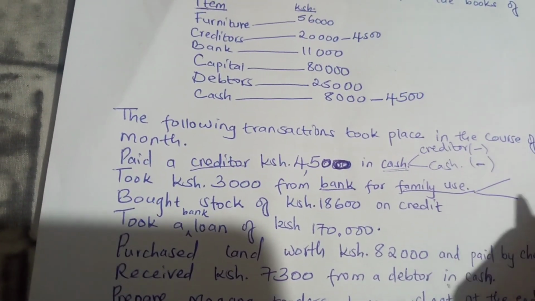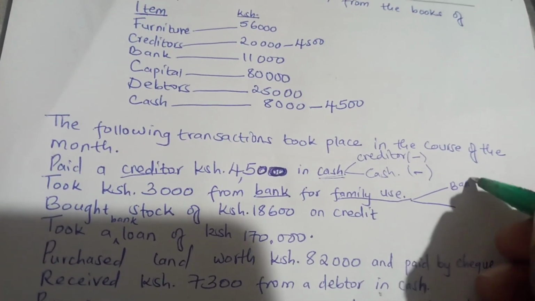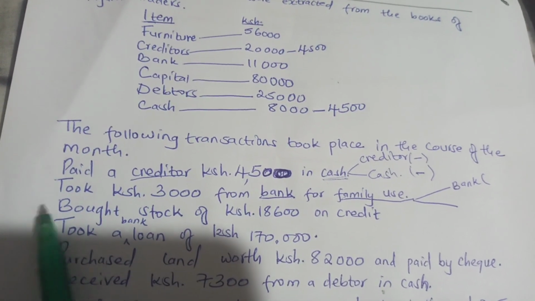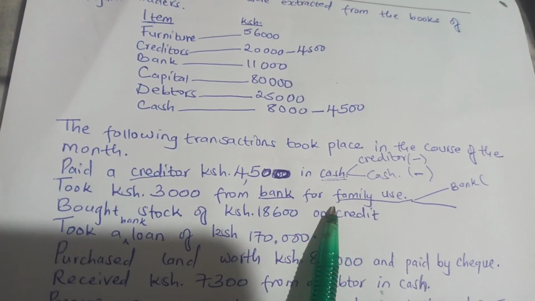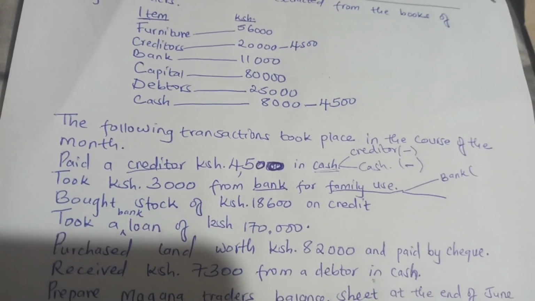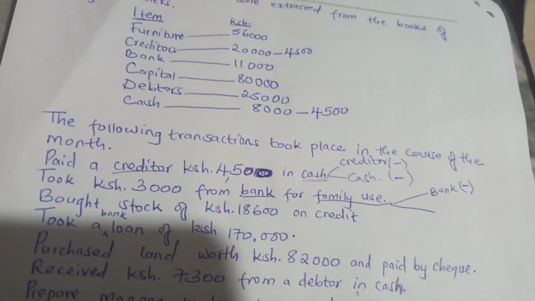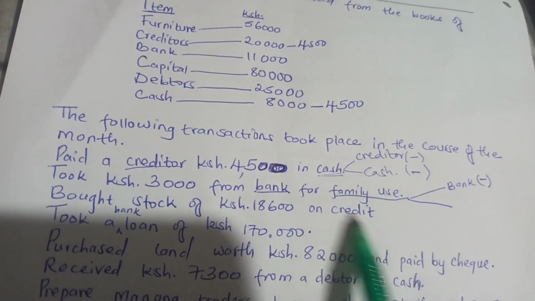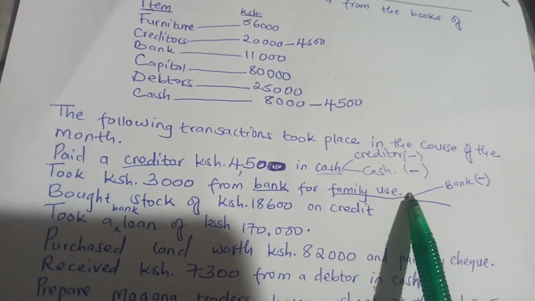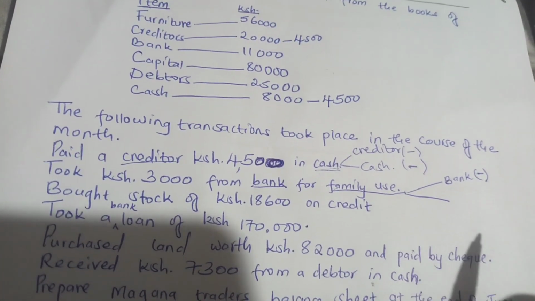So in this case, the two accounts that will be affected, one, we are saying the bank. And how is this bank account being affected? Money was taken from the bank, meaning the amount in the bank is going to reduce. So a subtraction. Then family use. Anytime, learner, you see the word family use, personal use, that straight is drawings.